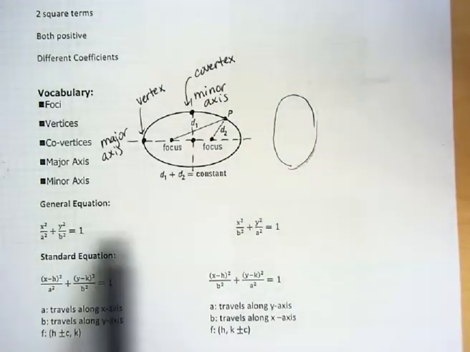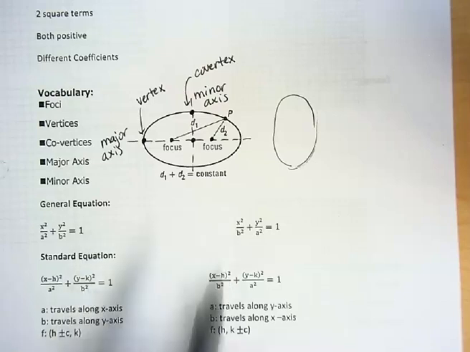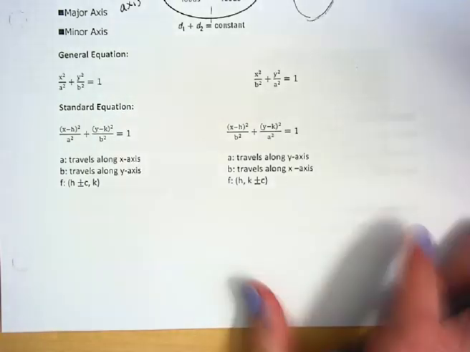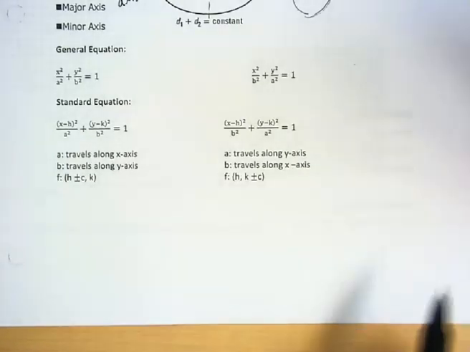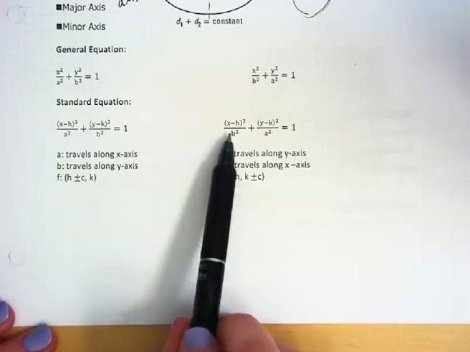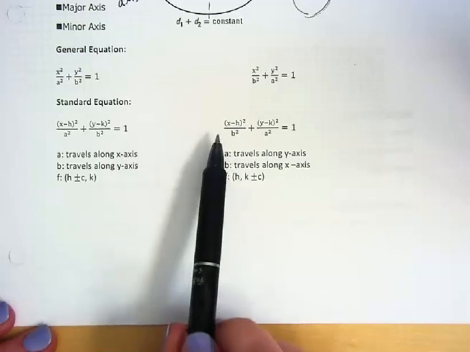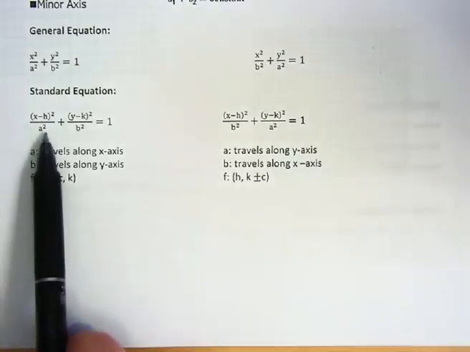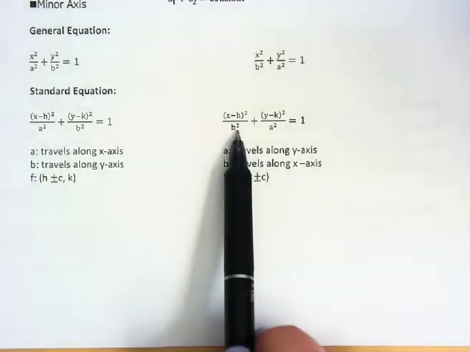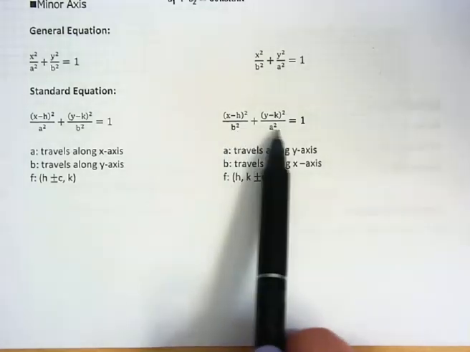These are our general equations, and these are the standard form. I'll be focusing on the standard form down here. So if you notice, these two equations look very similar, and they're almost exactly the same. The difference is that this one has a squared first and b squared second, and this one has the opposite order, b squared first and a squared second.